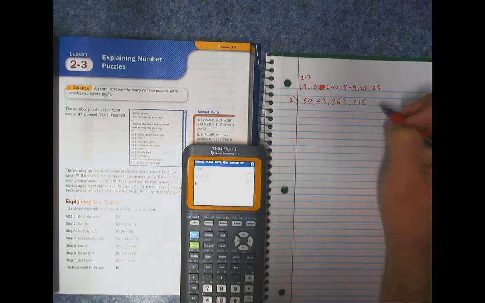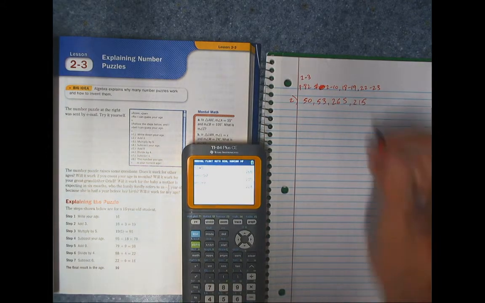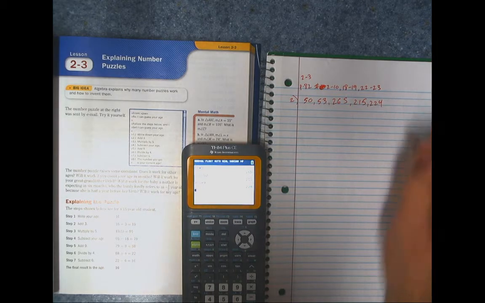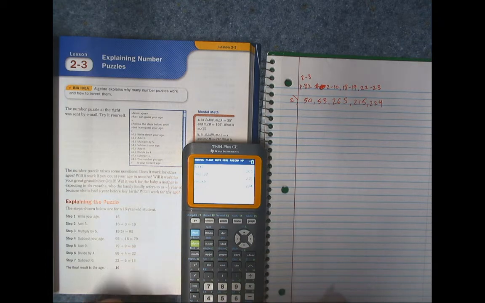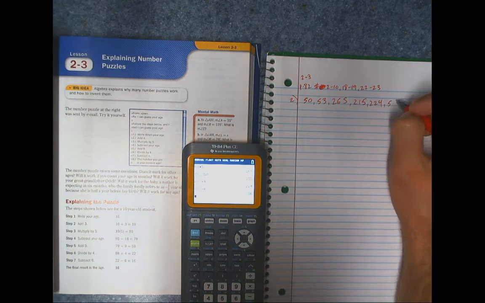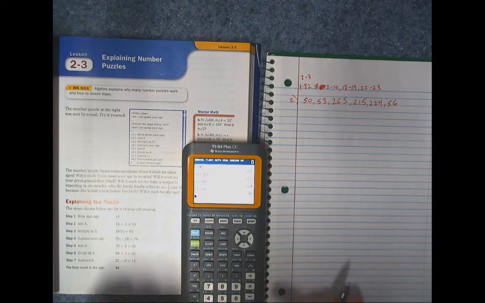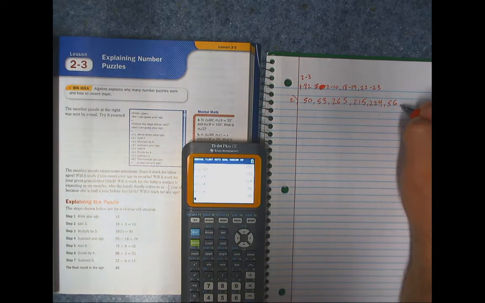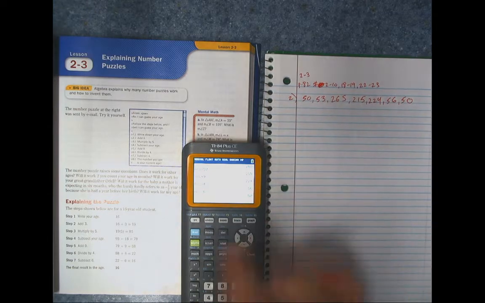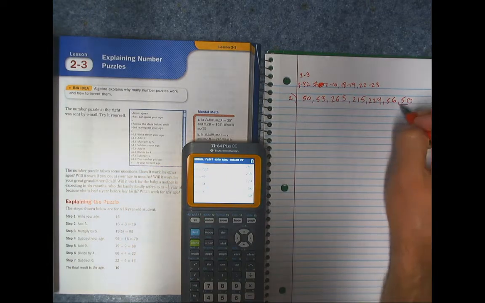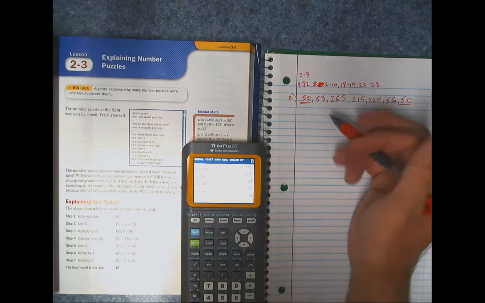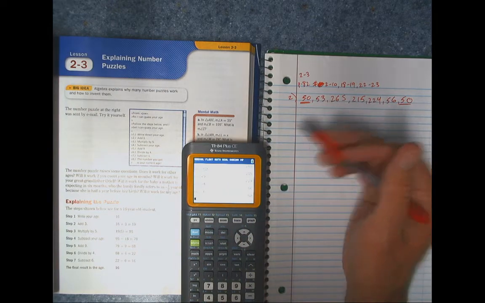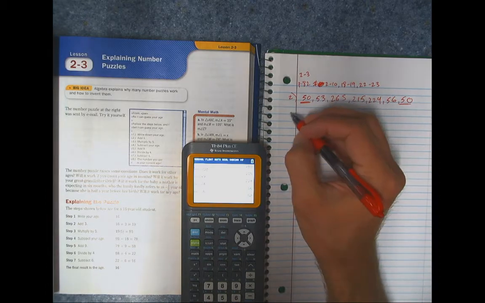215. Add 9. It's 224. Divide by 4. 56. Subtract 6. 50. The number you get is your age. It's what we started with. So our final answer here is 50. And that's what this number puzzle is supposed to do. You plug in your age, and then it is supposed to repeat it out to you.